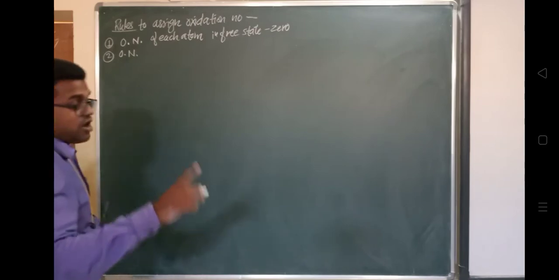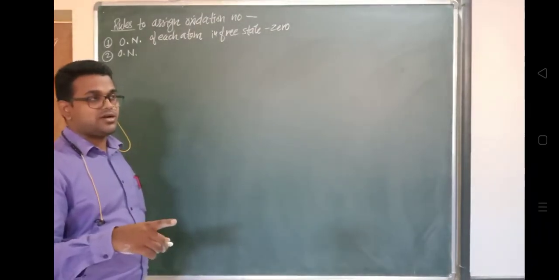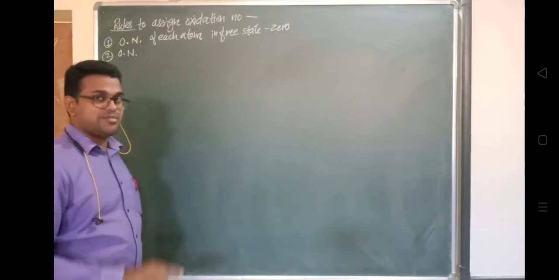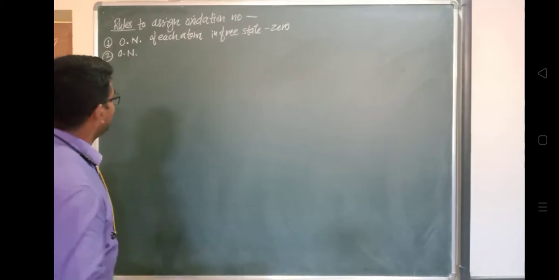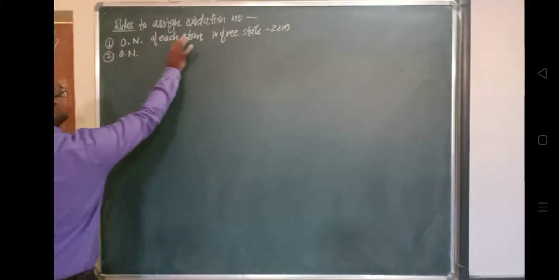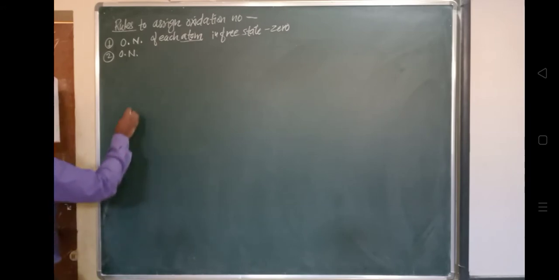Remember one thing: oxidation number we are calculating for the atoms, or we can say the elements, which are present in the compound. Okay, ये parameter दिमाग में बिल्कुल होना चाहिए. So we are calculating oxidation number for the atoms which are present in a compound. So oxidation number of an atom.